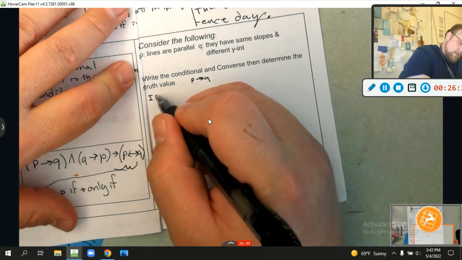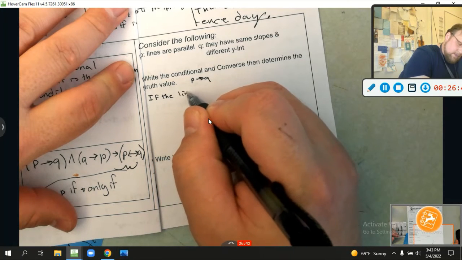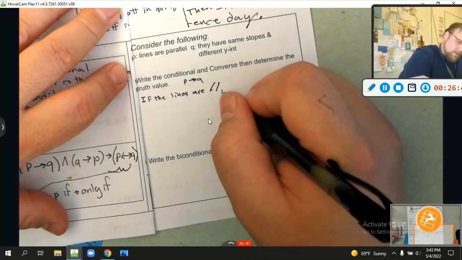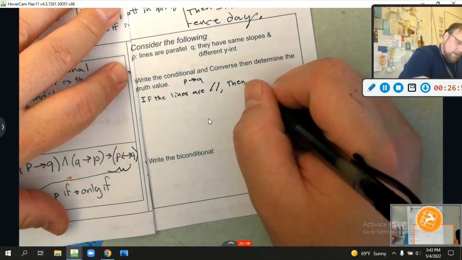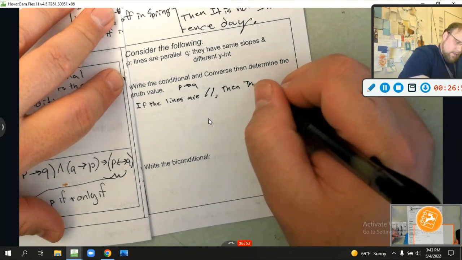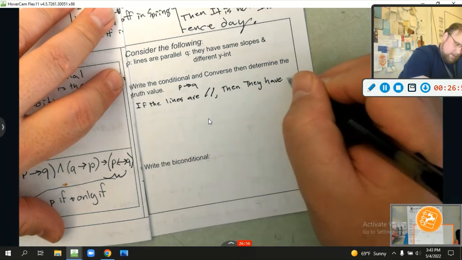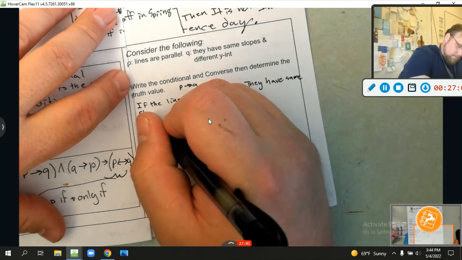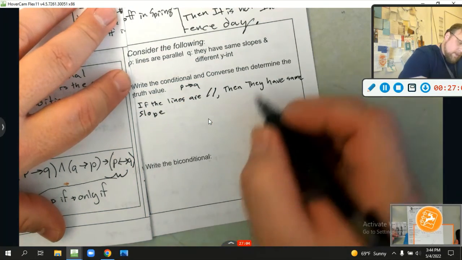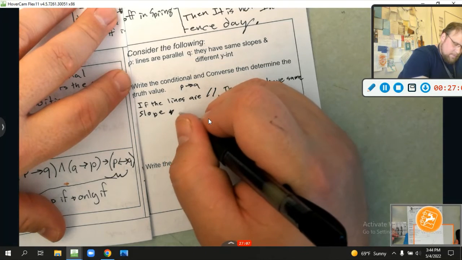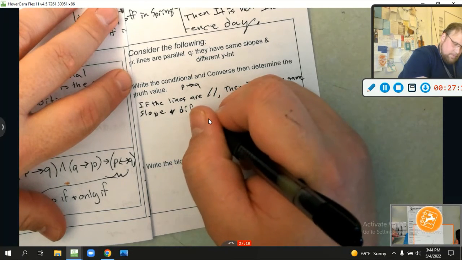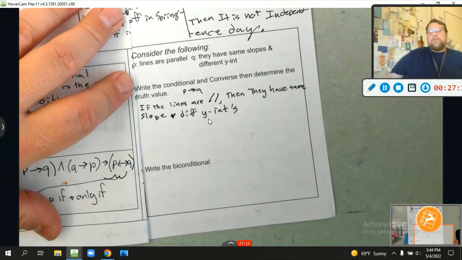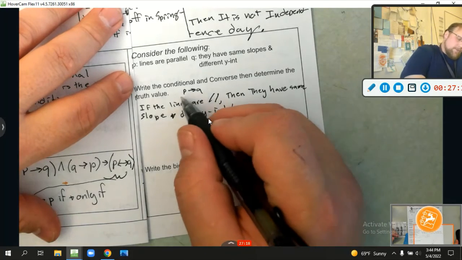So if the lines are parallel, don't forget that's the symbol for parallel, then they have the same slope and different y-intercepts. Notice I shorten things up a little bit. You can do that as well. So this is for if P then Q.